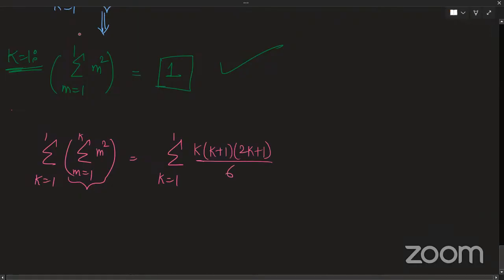So now your k is going from 1 to 1. What value of k should I be putting inside? What values of k can I put inside this thing?